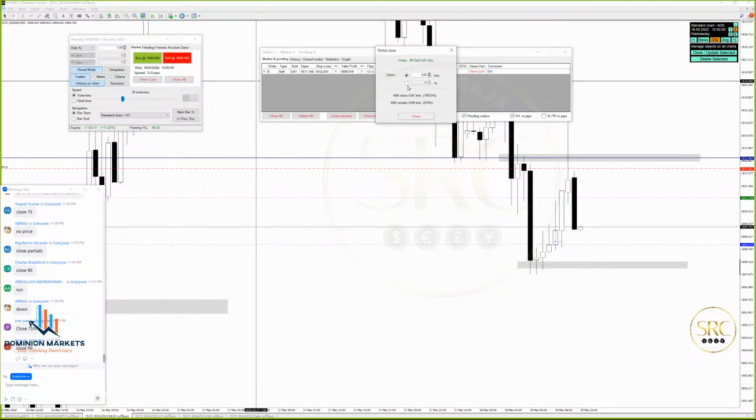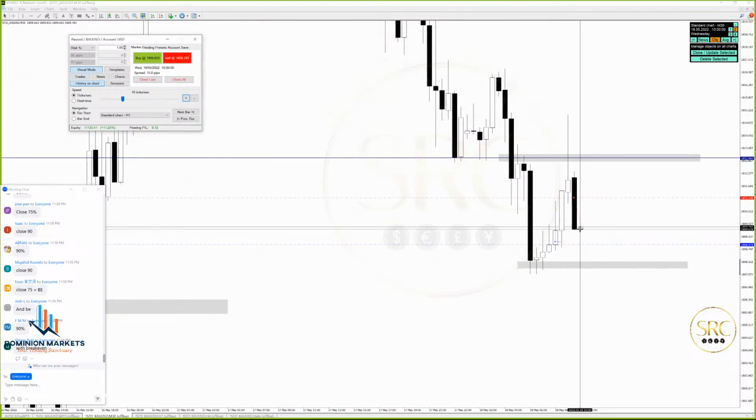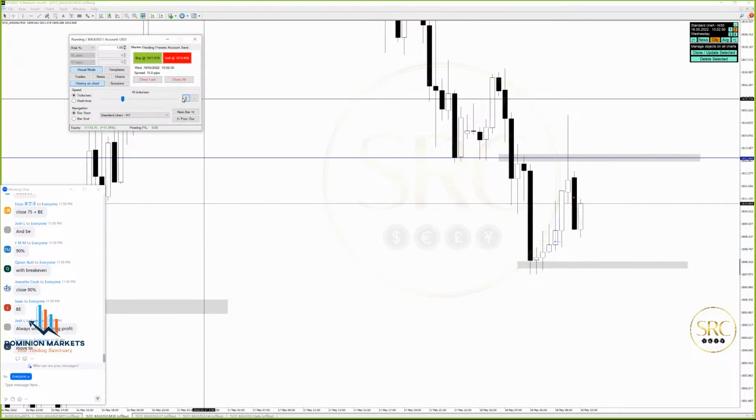So I'm going to close 90%, put stops at break even because we don't know whether this candle is going to go up or down. It's a 50-50 chance, and we don't play with 50-50 chance. That's it. We secured at least something, right? That's what counts. We secured a major part of the position, and that's all that counts at the end of the day.